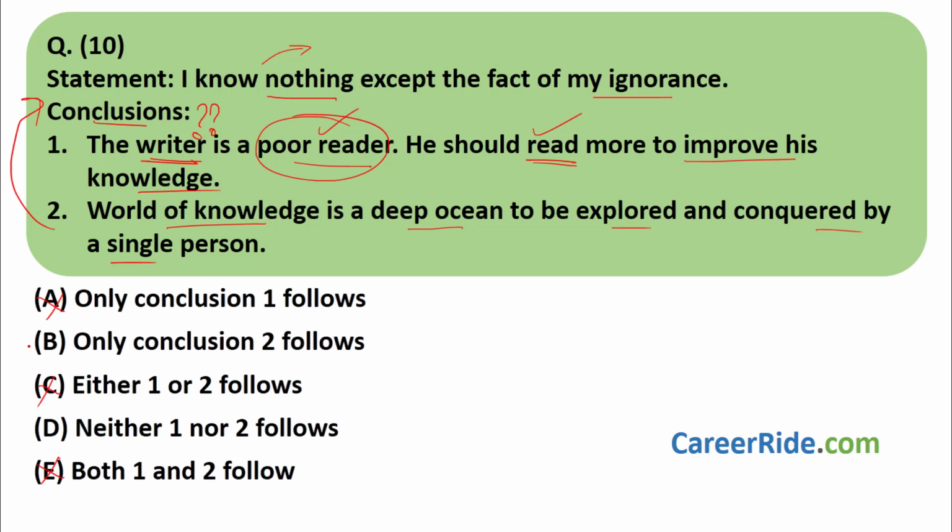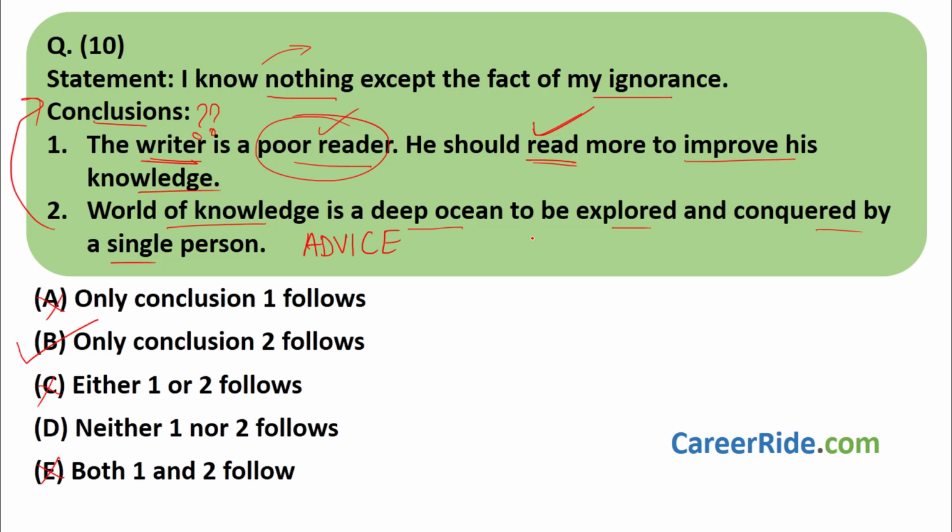So only conclusion 2 can follow. Nothing else can follow over here, right? The first one cannot follow because it is not compulsory that the person is a writer or a poor reader, or that the person should read to improve his knowledge. But over here, what they have given is a general statement about the world of knowledge. It is like an advice.